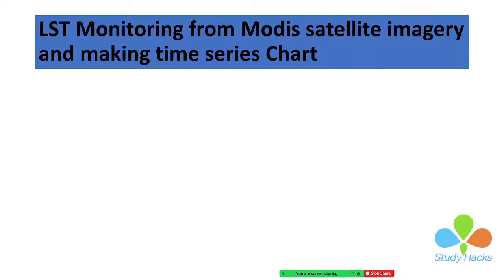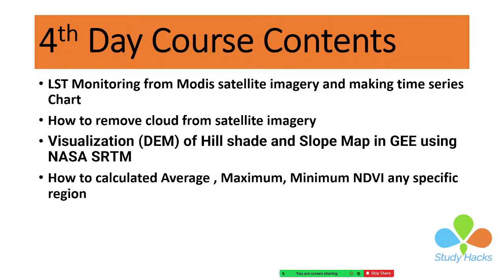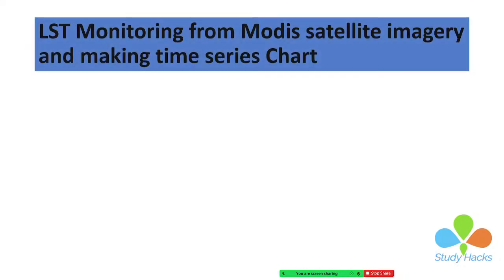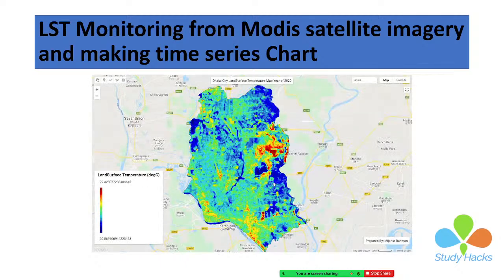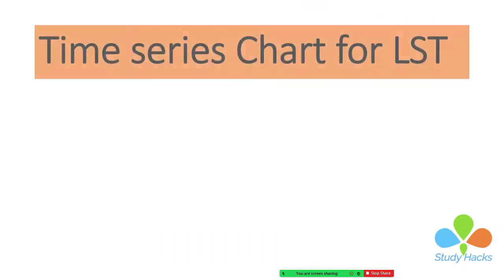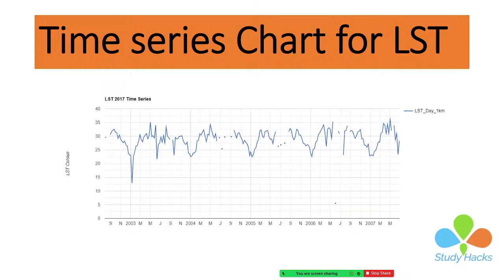Okay, so let's start. So first of all, land surface temperature monitoring from MODIS satellite image. Yeah, we covered this already? I think we did this already, no? Because I remember the removing the clouds. Yeah, we also covered this part, how to remove the cloud from satellite imagery. Yeah. No problem. Okay, so we will start from the land surface temperature monitoring from MODIS, and how we can get the land surface temperature map, as well as also get the time series chart like this for any specific period of time.